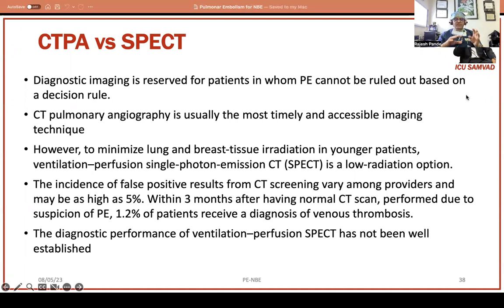Incidence of false positive results from CT screening could still be there because of the inter-observer variation. They could be as high as 5%. And literature reports that in cases where CT scan was reported as normal and CT was performed because there was suspicion of pulmonary embolism, after 3 months, about 1.2% of patients had a diagnosis of venous thrombosis. Like I said earlier, diagnostic performance of ventilation perfusion SPECT has not been well established.